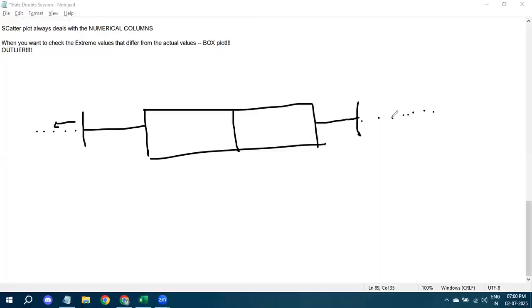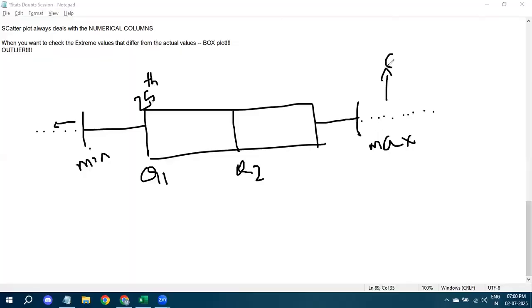Clear? Yes. This is the minimum value. This is the maximum value. This is Q1, which is nothing but the 25th percentile. What is the dot? That means an extreme outlier. These are called extreme values.